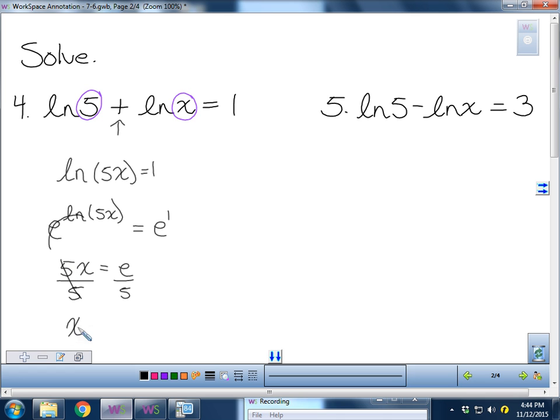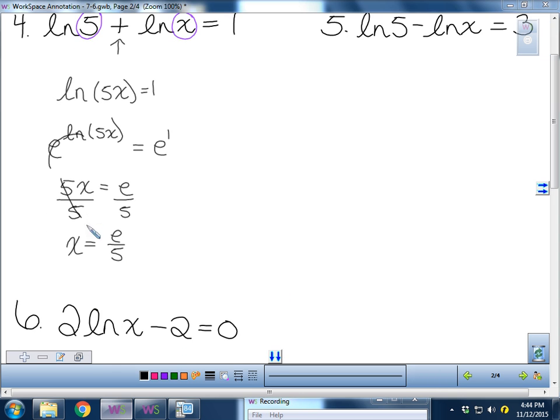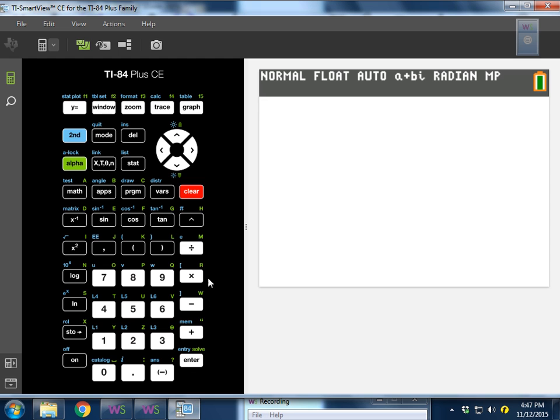So x is equal to e over 5. All right? I am fine with you leaving it just like that. Since e is a number, you don't need to do anything else with it. You can leave it. Now, if I plug it into my calculator, it will do it because e is, let me just throw that up there.